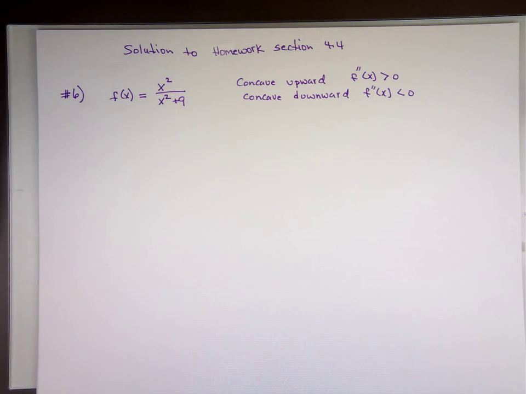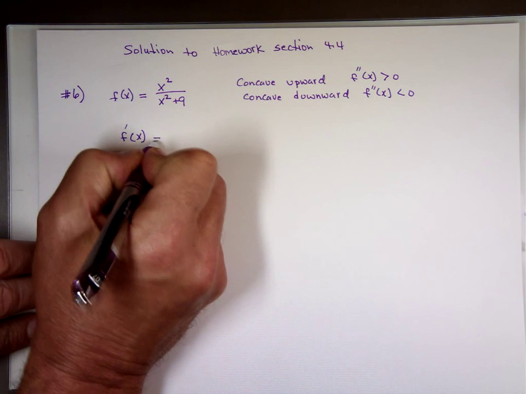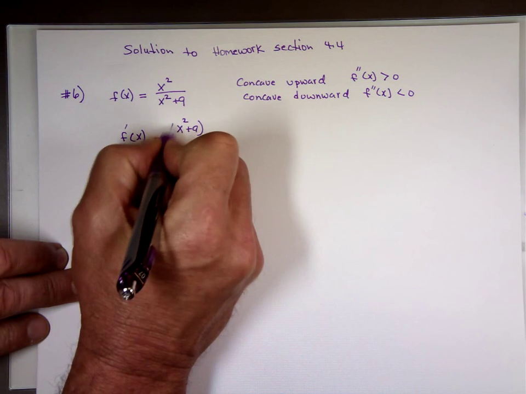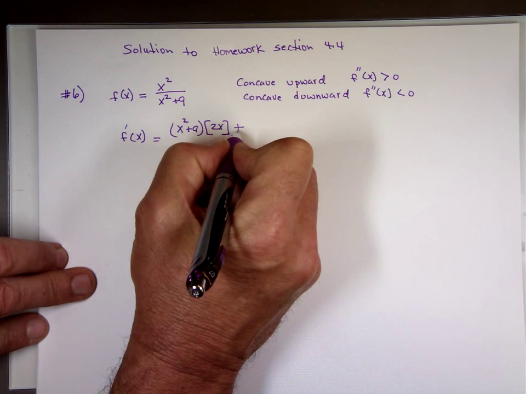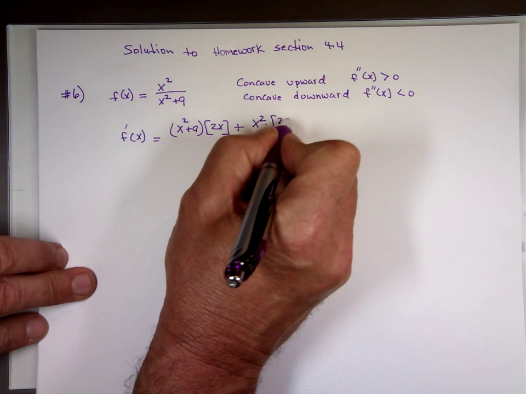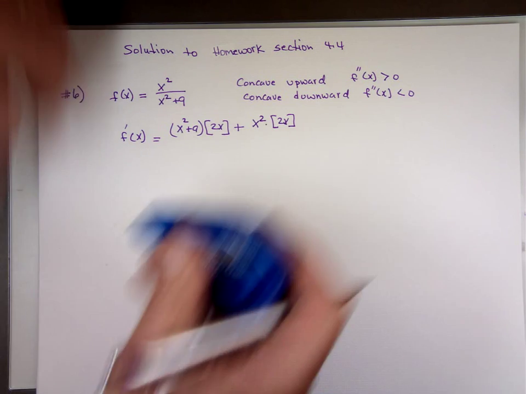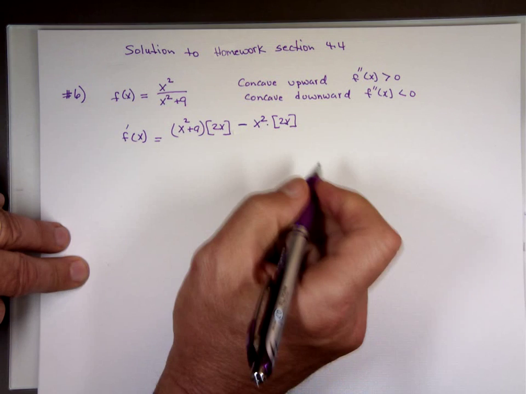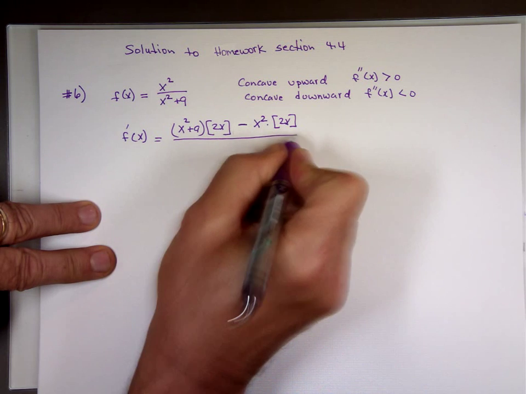Now, to take the derivative here, I have to do the first derivative first, which I have to use the quotient rule. It's the bottom times the derivative of the top, which is 2x, minus the top, which is x squared, times the derivative of the bottom, which is 2x. Oh, minus, not a plus. It's the bottom times the derivative of the top minus the top times the derivative of the bottom, the whole thing divided by the bottom squared.